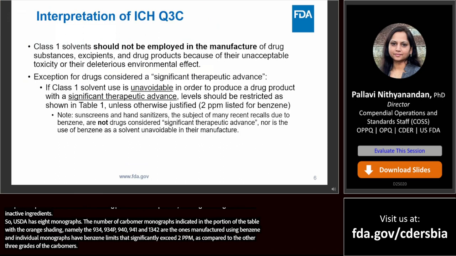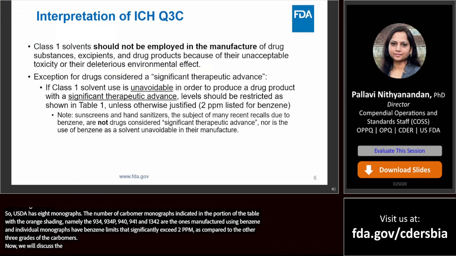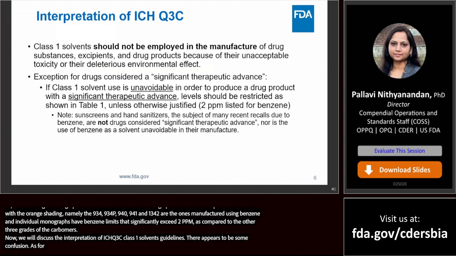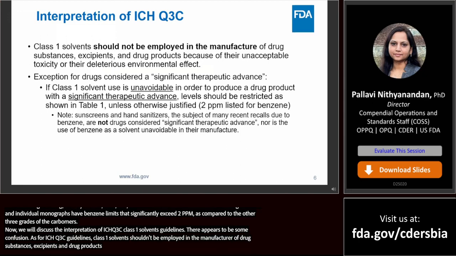Now we will discuss the interpretation of ICH Q3C residual solvents guidelines, regarding which there appears to be some confusion. As per ICH Q3C guidelines and USP General Chapter 467, Class 1 solvents should not be employed in the manufacture of drug substances, excipients, and drug products because of their unacceptable toxicity and their deleterious environmental effect.